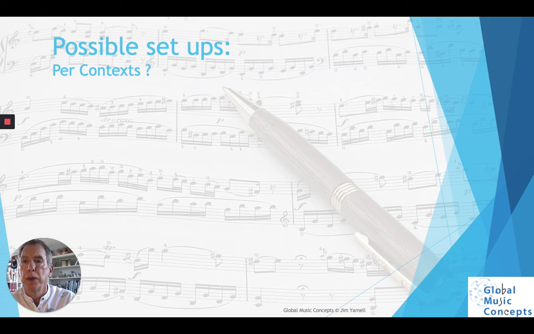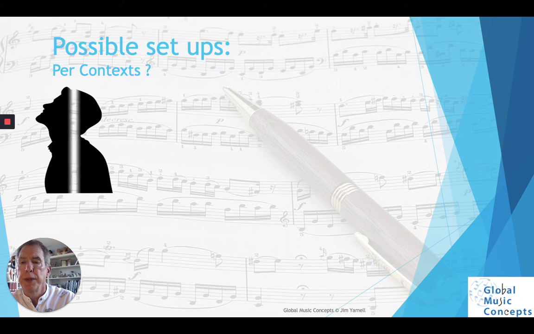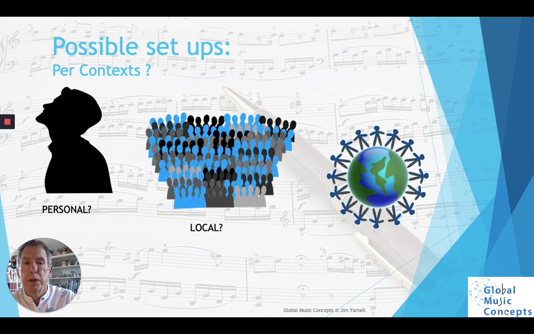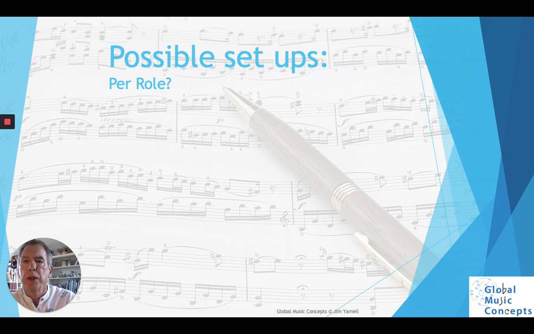You could do it per context. Again, this is what I'm doing in my journal. I'm not saying that you need to do it in yours, but I'm setting it up per context and per component. Okay, the personal, is it local or is it global music? Where do you find it? And again, there are ways to organize this. I can share those with you at another time. I'm experimenting with something right now with organizing these 3 contexts.